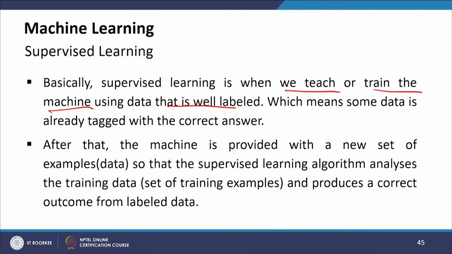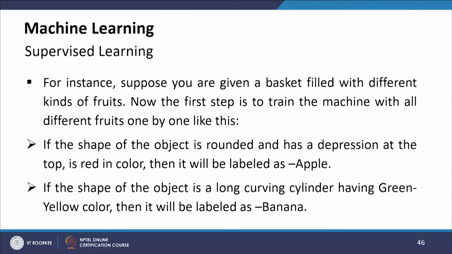After that, the machine is provided with a new set of examples, so that the supervised learning algorithm analyzes the training data, the set of training examples, and produces a correct outcome from labeled data. For instance, suppose you are given a basket filled with different kinds of fruits. Now, the first step is to train the machine with all different fruits one by one. If the shape of the object is round and has a depression at the top, is red in color, then it will be labeled as apple. If the shape of the object is long, curving, cylinder, having green, yellow color, then it is labeled as banana. So, these are the creating of rules.